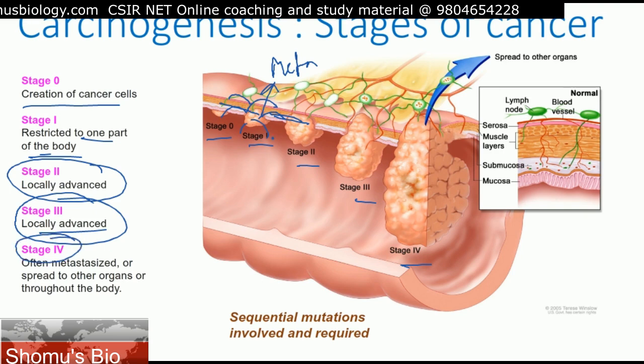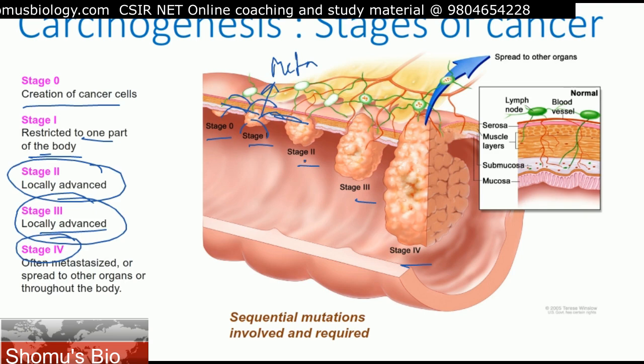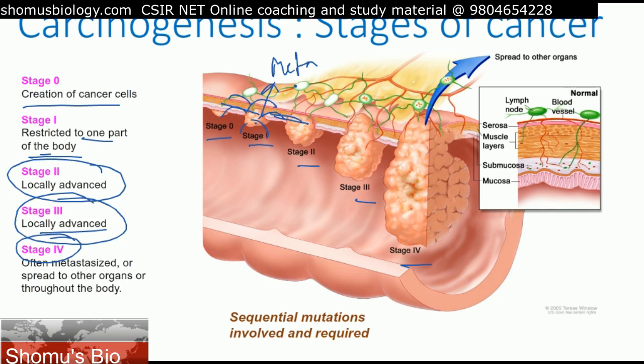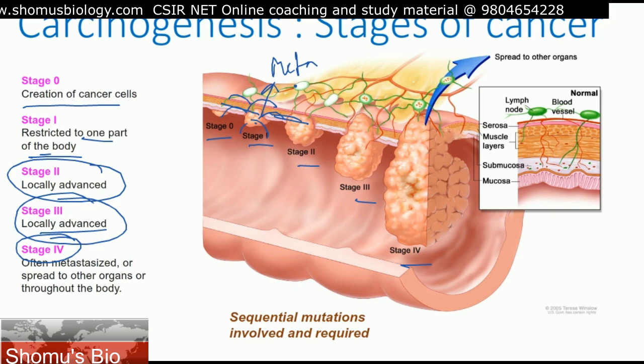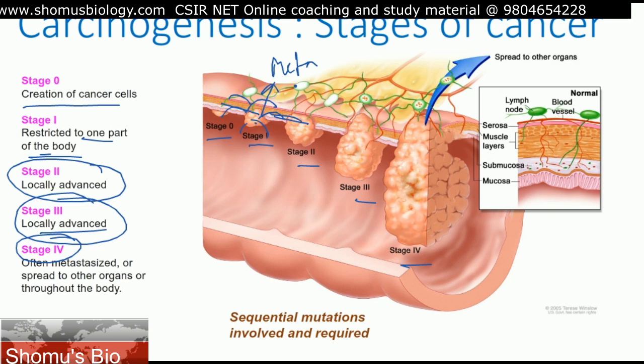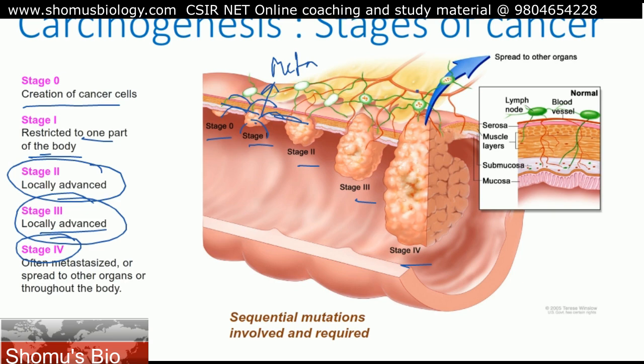stage where the metastasis is totally done and the cell can now spread from one location to a completely different location. That means from the respiratory system to our intestinal system. So they can move from one place to the other, and they can reach far, long distances across the body.